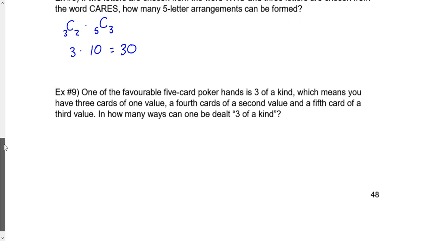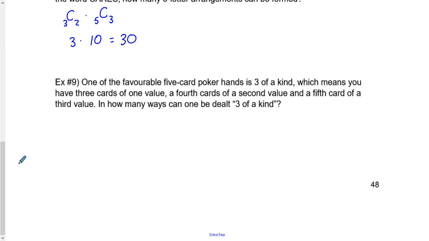Okay, go back to poker. One favorable 5-card poker hand is a 3 of a kind, which means you have 3 cards of one value, a 4th card of a second value, and a 5th card of a third value. How many ways can you be dealt 3 of a kind?